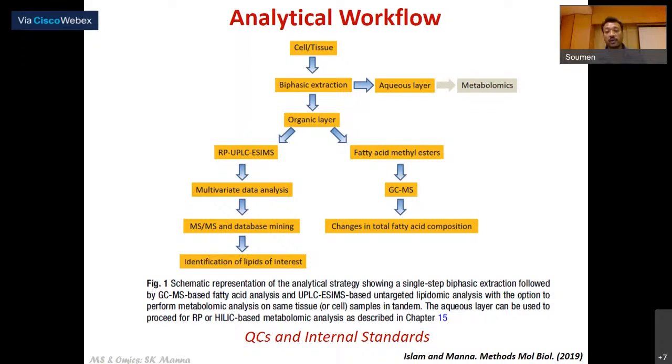So if you want to look at just unconjugated fatty acids, for example, you can just do an MSTFA derivatization, silylation, that will not touch the esterified fatty acids.